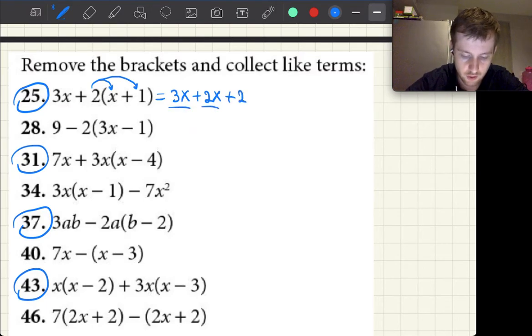So we're going to get 3x, 2 times x is 2x, and 2 times 1 is 2. So we have 3x and 2x. We can add them together. We get 5x plus 2 as our final answer.